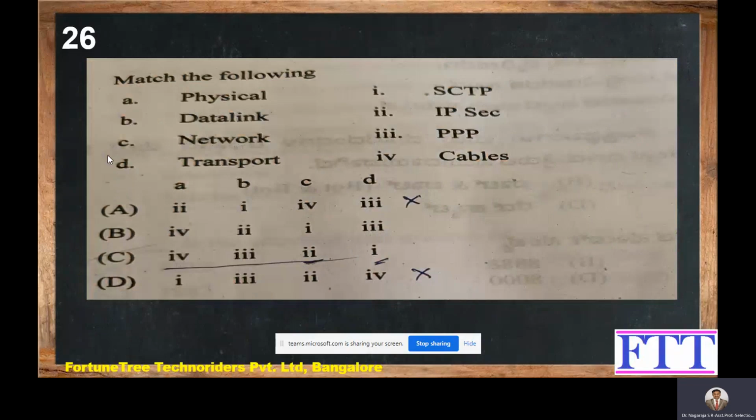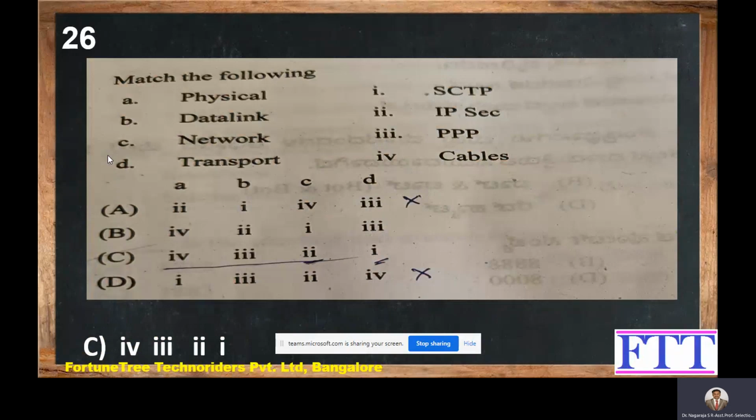26th question, match the following. List 1 they have given as physical, data link, network, transport. List 2 they have given SCTP, IPsec, PPP, cables. Here they have given 4 options in total. In that, option C is the right answer. So physical, cables; data link, PPP; network, IPsec; then transport to SCTP. So option C is the right answer.